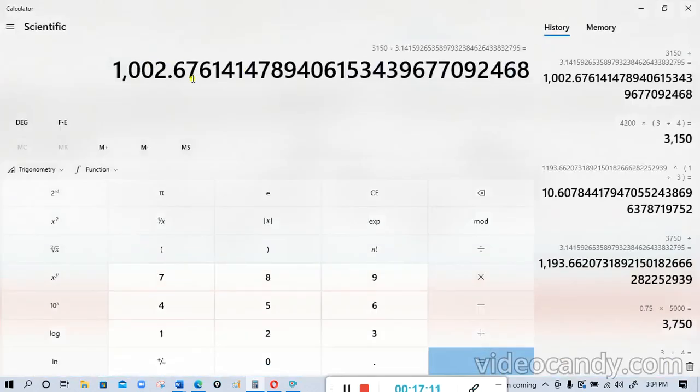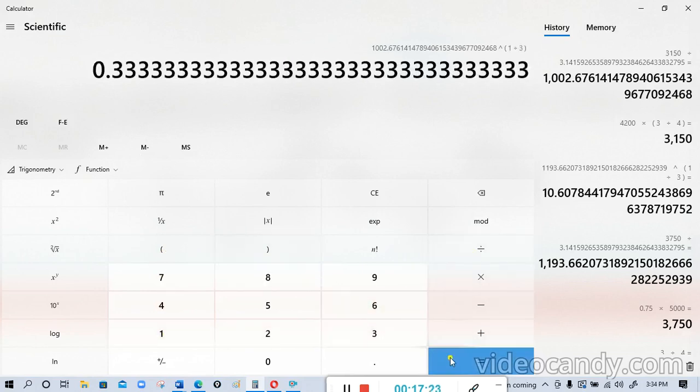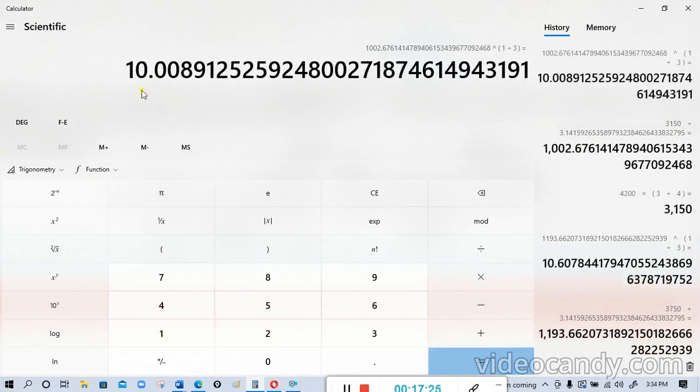So here's my answer. I use the y to the x or x to the y button, and the exponent is going to be 1/3. So I'm going to use parentheses, 1 divided by 3, close parentheses and hit equals. That's our radius right there.